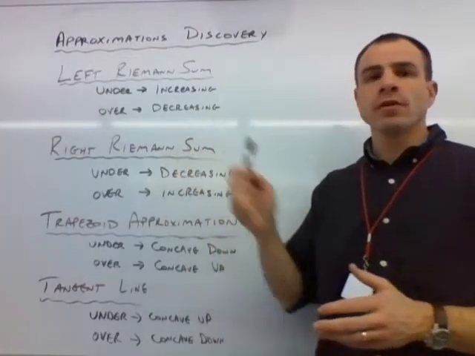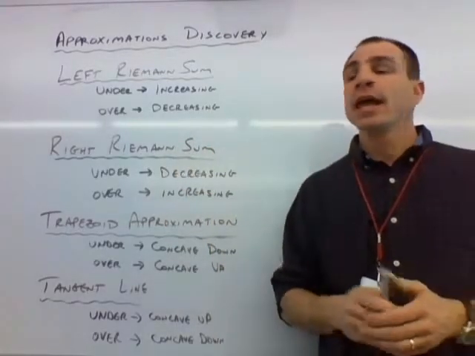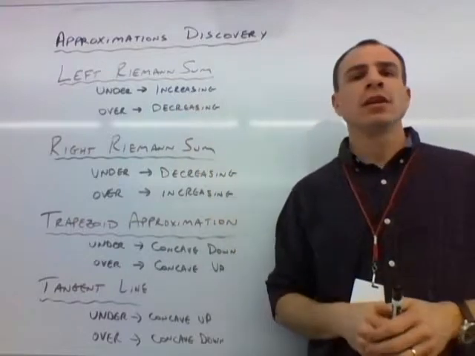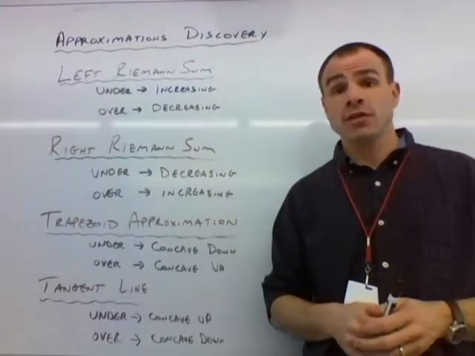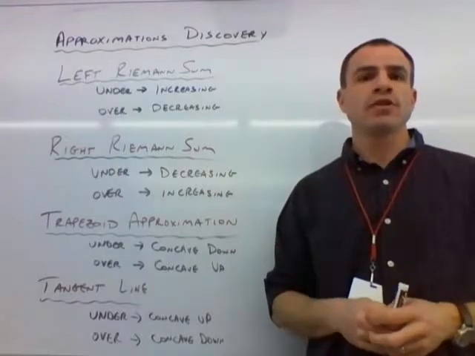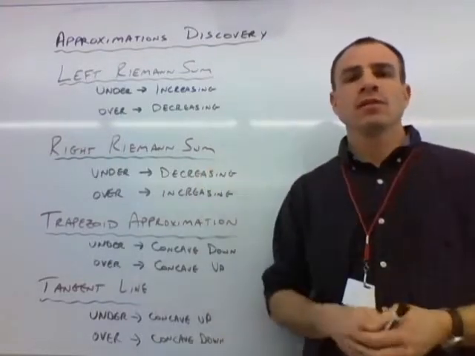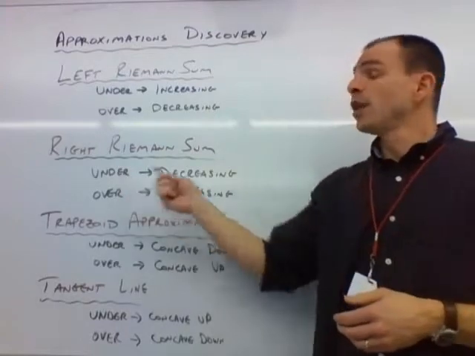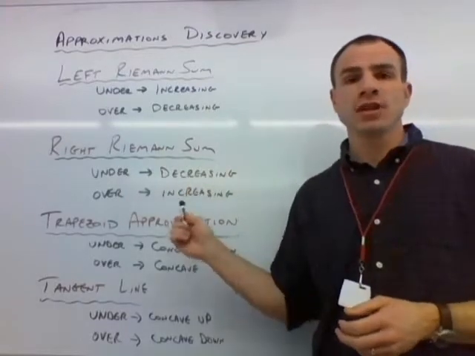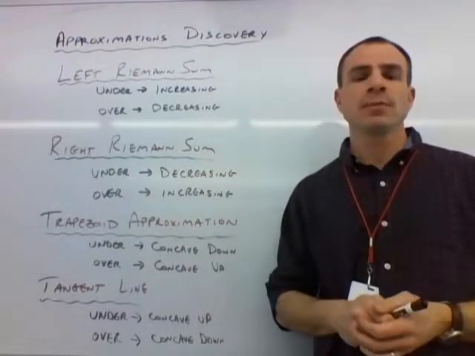So you can see over my right shoulder here, a left sum is an under approximation when the function is increasing, but an over approximation when the function is decreasing. A right sum is the inverse of that. It's an under approximation when the function is decreasing and an over approximation when the function is increasing.